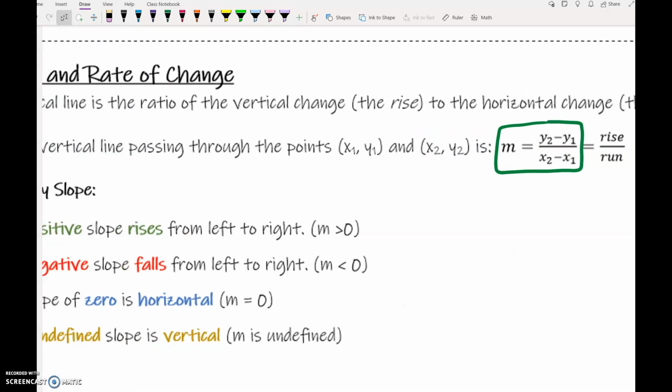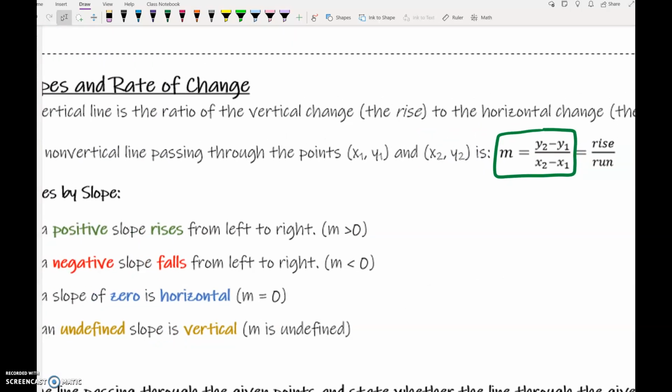If the slope is positive, the slope is going to rise from left to right. So that is an example of a line with positive slope. If you were walking across this line from left to right, you'd be climbing a hill. Negative slope falls from left to right. That'd be like sledding down a hill, or skiing, or running, or rolling, or whatever you do with hills, I guess.